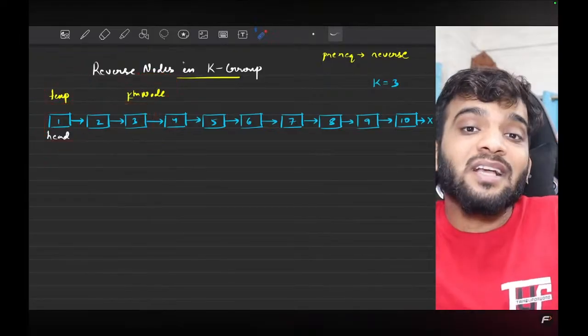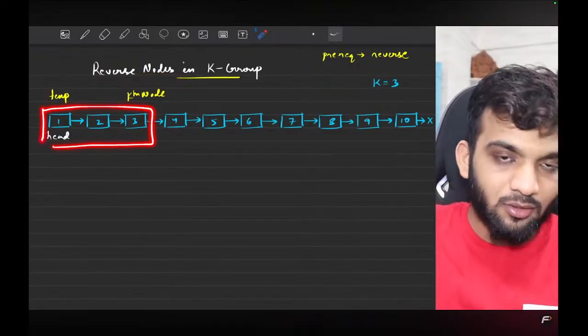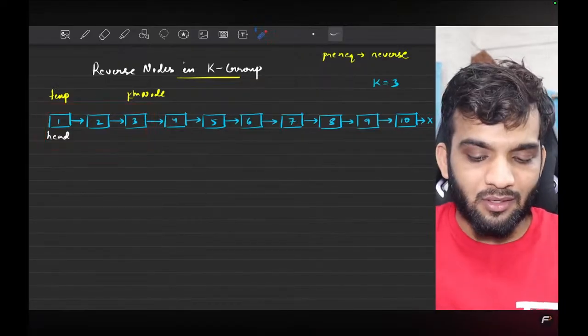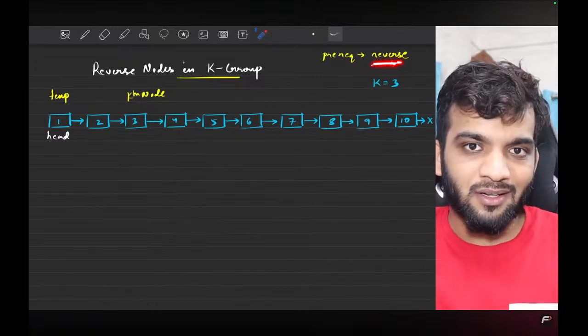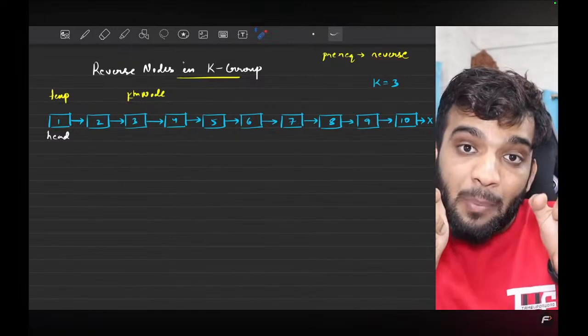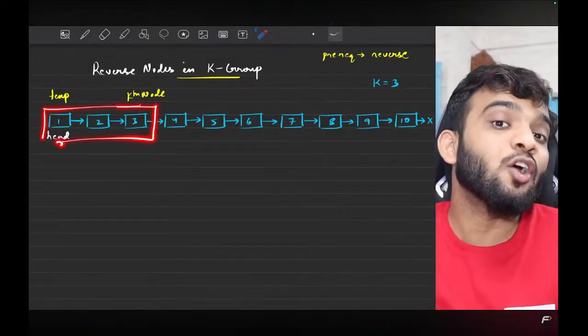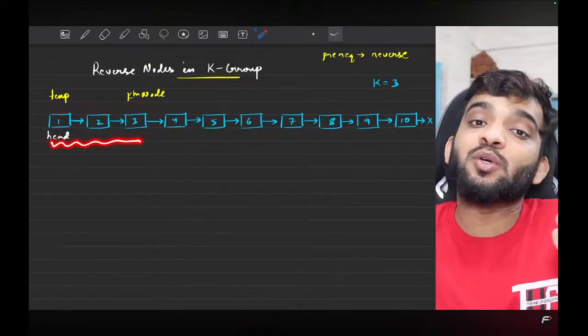Now what is my next task? The next task is to reverse this particular first k group, right? How can I do it? I don't know how to reverse a linked list, but it is a linked list. I cannot reverse any particular part of the linked list. I cannot say reverse this much in a linked list. But what if I send this as an individual linked list?